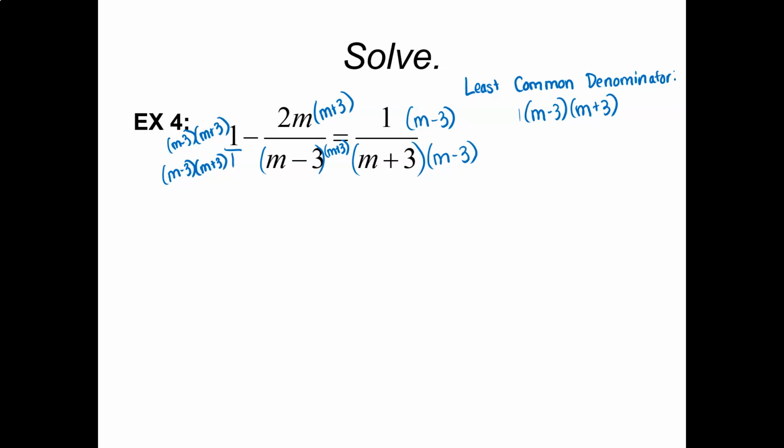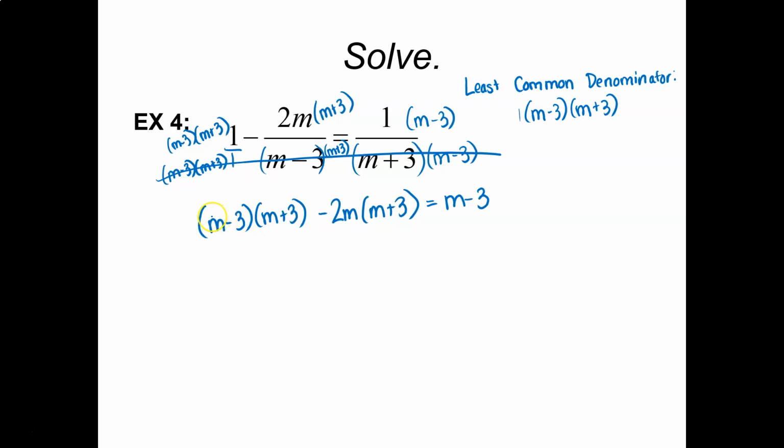Now, do I have common denominators for all 3 of my fractions here? They're all the same, so I'm going to mark them out. What we're doing essentially is multiplying both sides by those, which cancels them all out. So over here, I've got m minus 3 times m plus 3 minus 2m times m plus 3 equals m minus 3.